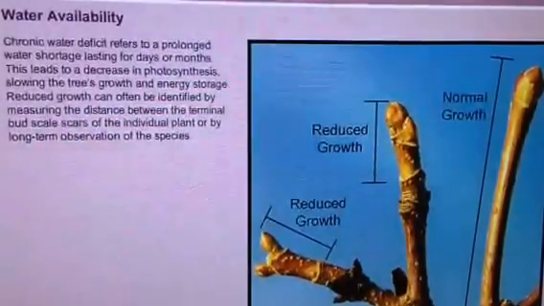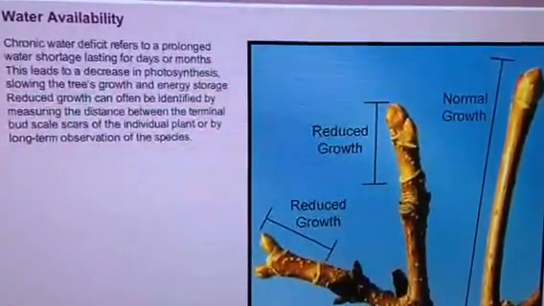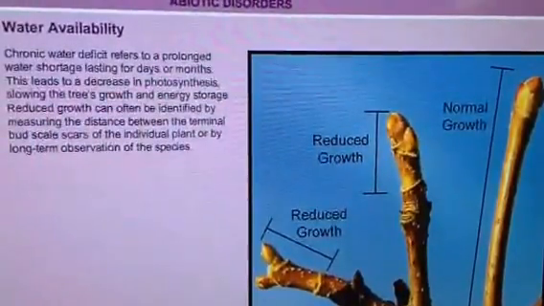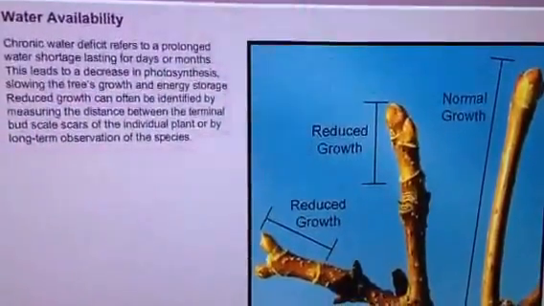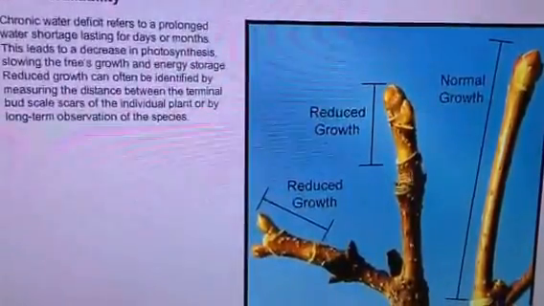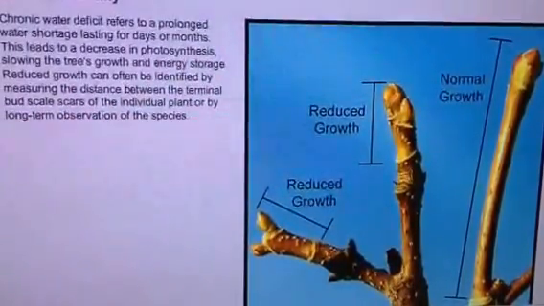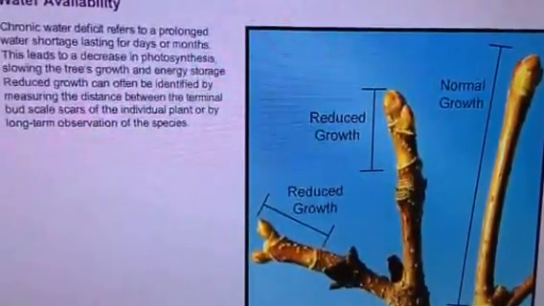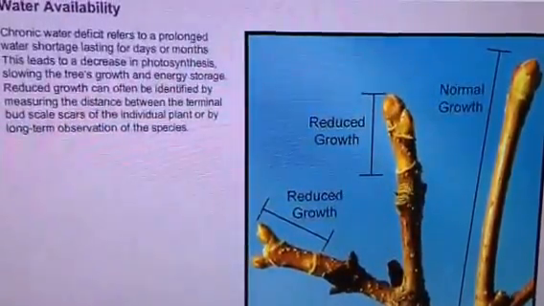Chronic water deficit refers to a prolonged water shortage lasting for days or months. This leads to a decrease in photosynthesis, slowing the tree's growth and energy storage. Reduced growth can often be identified by measuring the distance between the terminal bud scale scars of the individual plant or by long-term observation of the species.